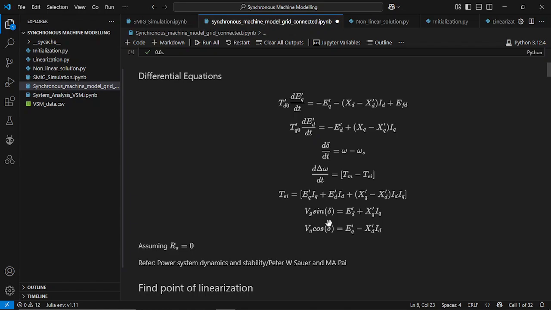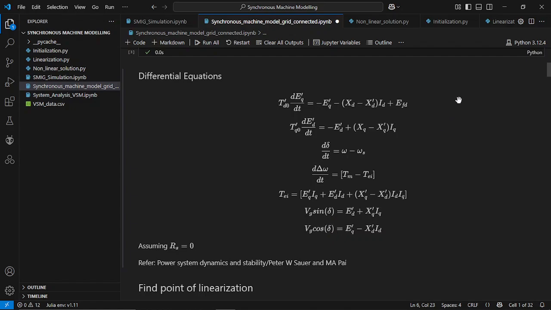We have to solve these equations for the particular operating condition, or the particular steady state condition, with some disturbance occurring after that steady state condition. So first we have to determine the steady state condition, or the equilibrium point, and second, after determining it, we add some kind of perturbation there.